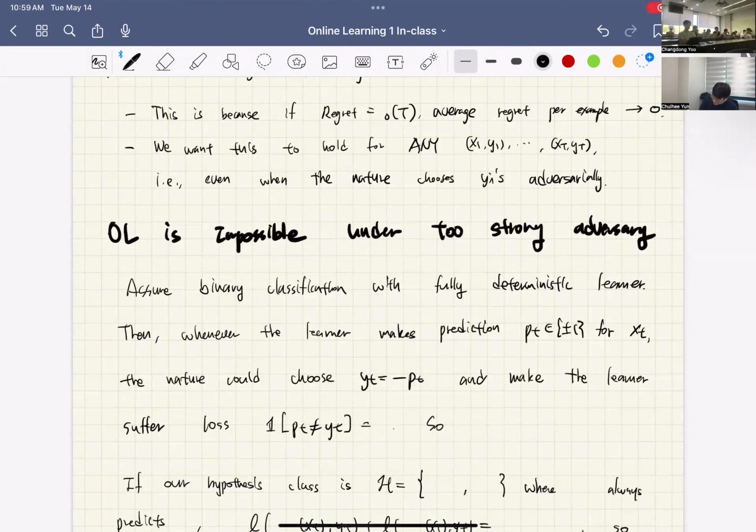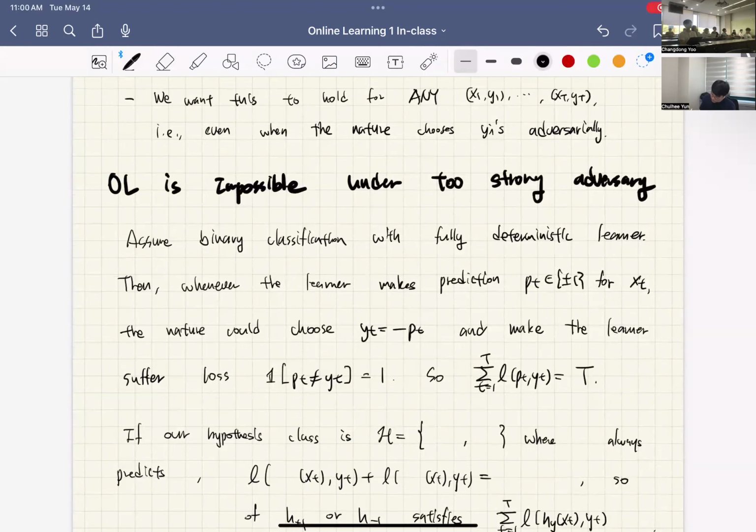So every time the learner gets the wrong label, it suffers a loss of one at every time step. This means that the cumulative loss suffered by the learner would be exactly large T. Okay. So let me try to calculate the regret of this poor learner.